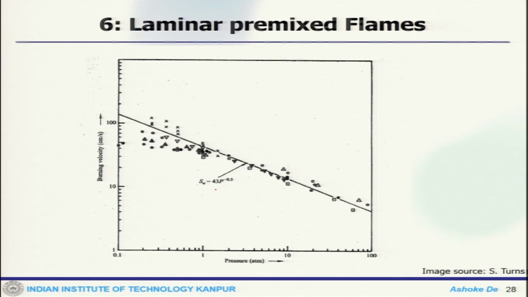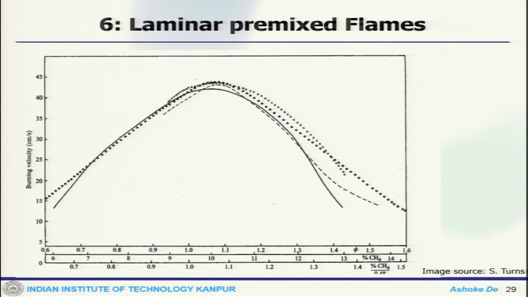There is a correlation. See, SU is nothing but your SL that we are discussing. So, for laminar burning velocity, when the pressure in the atmosphere changes, the data at lower atmospheric condition is quite scattered, and the burning velocity at higher atmospheric condition follows some correlation, but at lower pressure quite a bit of scatter is observed.